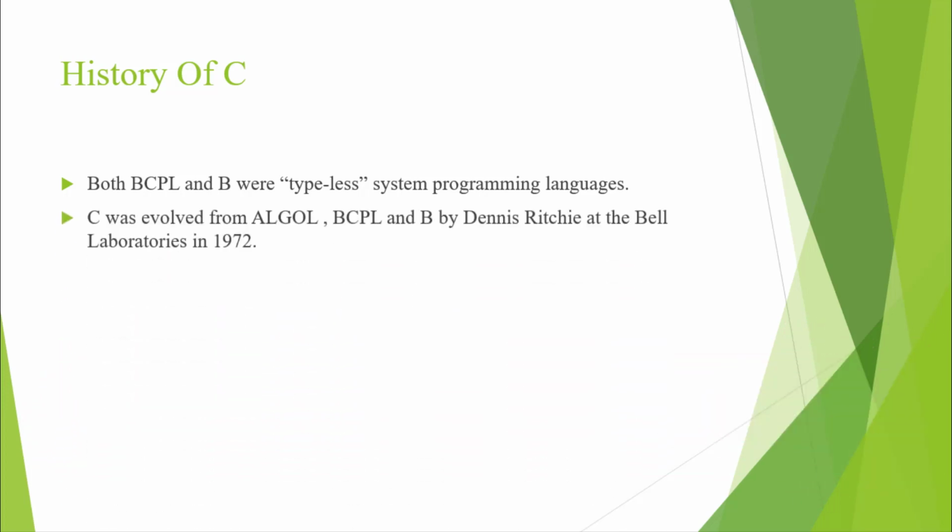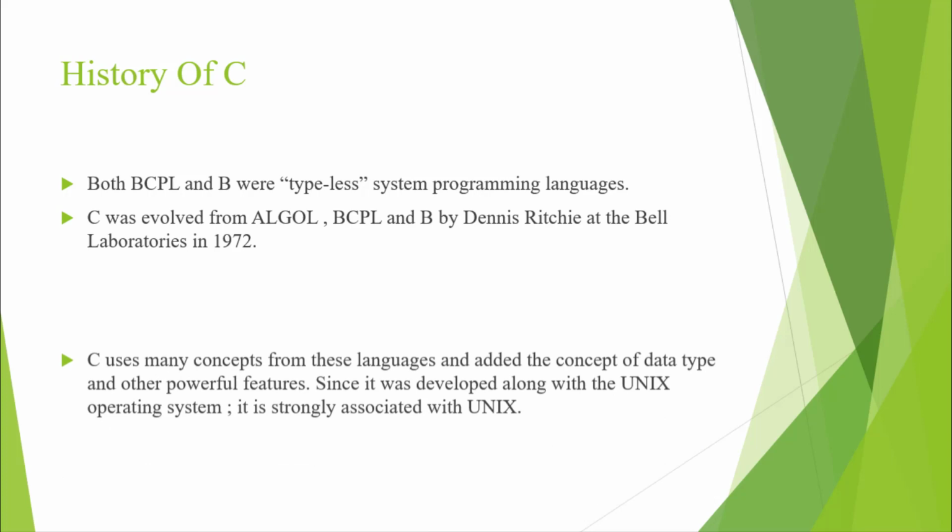C evolved from Algol. Algol was structured programming. That's why C is also what? Structured programming. Using BCPL and B, you can do what? You can write system programs. That's why using C language, you can also develop system software.